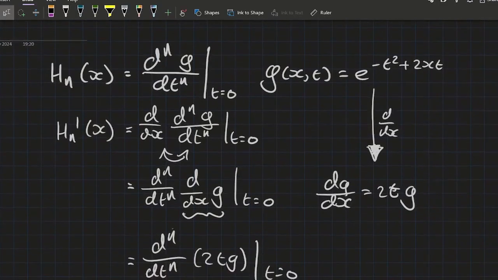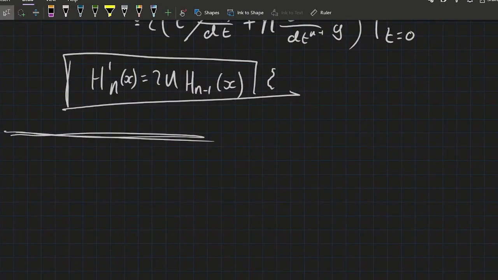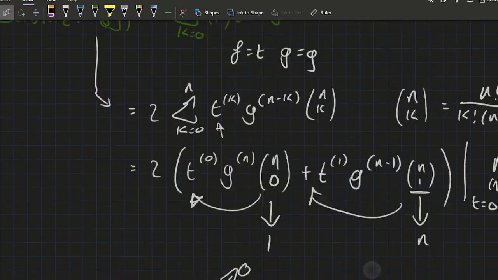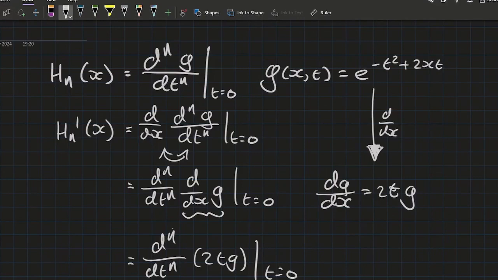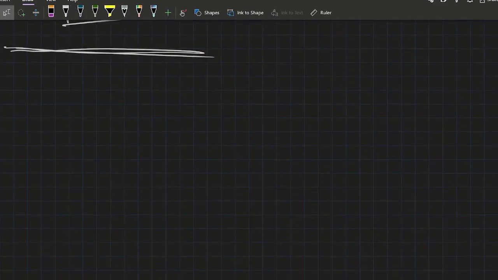So we derived this recurrence relation by considering the derivative of the Hermite polynomial with respect to x, or not of the Hermite polynomial necessarily, but our way of expressing it in terms of the generating function. On this next one, we're going to consider taking derivatives with respect to t and see where that gets us.